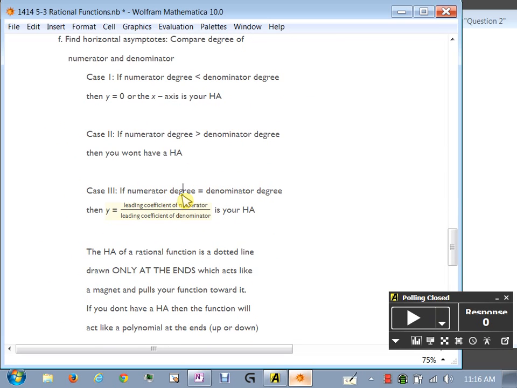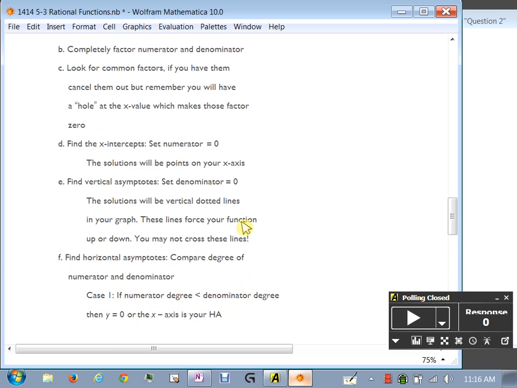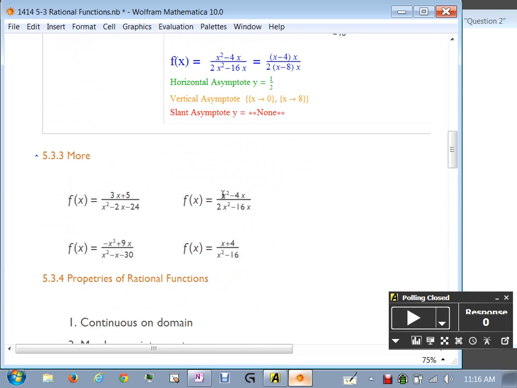So if the degrees are the same, what we're supposed to do is create a horizontal line that's going to be our magnet line. And it's going to have the equation y equals the leading coefficient of the numerator divided by the leading coefficient of the denominator. So what is, not the degree, but the leading coefficient, oh, it's not going to be 1, I'm sorry. The leading coefficient of the numerator is what? 1, right? The number in front of the highest power. What is the leading coefficient of the denominator? 2. So you're going to take the number 1, and you're going to divide it by the number 2.